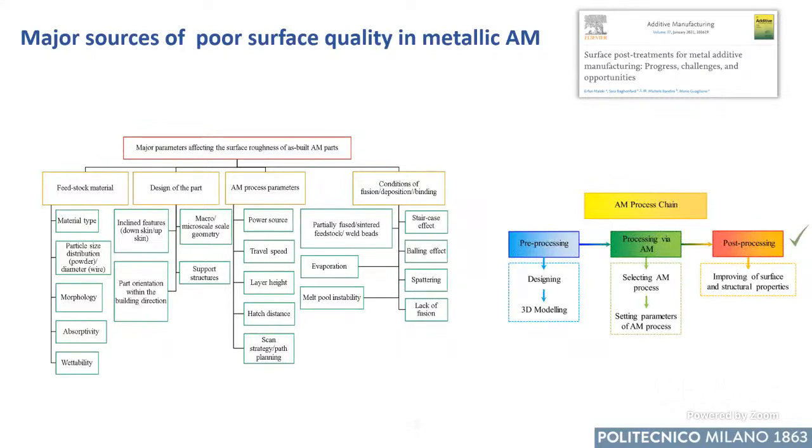And so, what does it mean? That in the AM process chain, it's important to correctly design the part and the way we are going to build and manufacture it, through good design and 3D modeling. Then we have to select the right AM process, but for sure we need to post-process. Not only the surface, but indeed we know that most mechanical damage mechanisms start from the surface. So it's of particular interest to improve the surface properties by means of appropriate post-treatment.